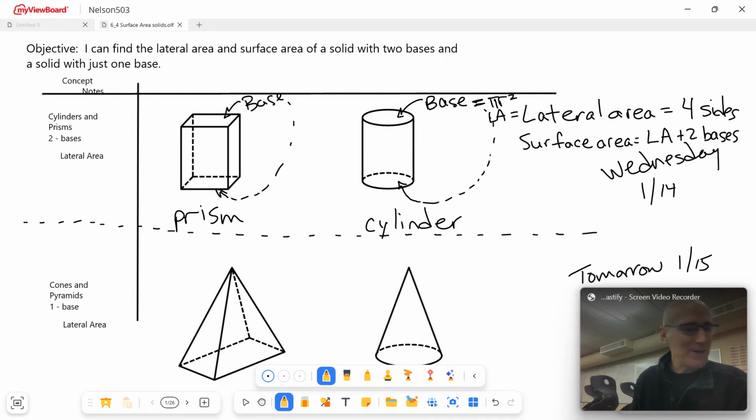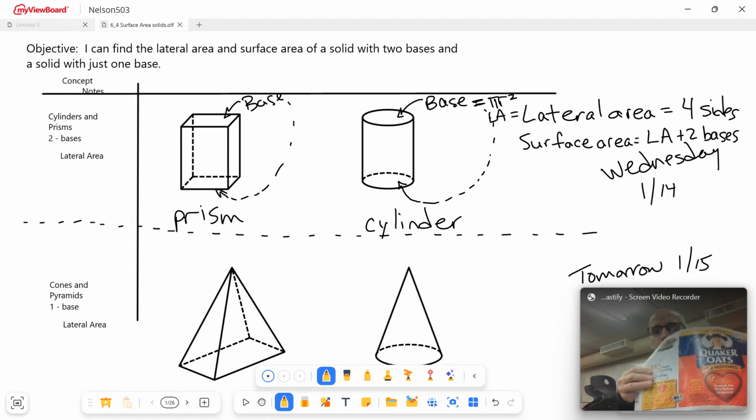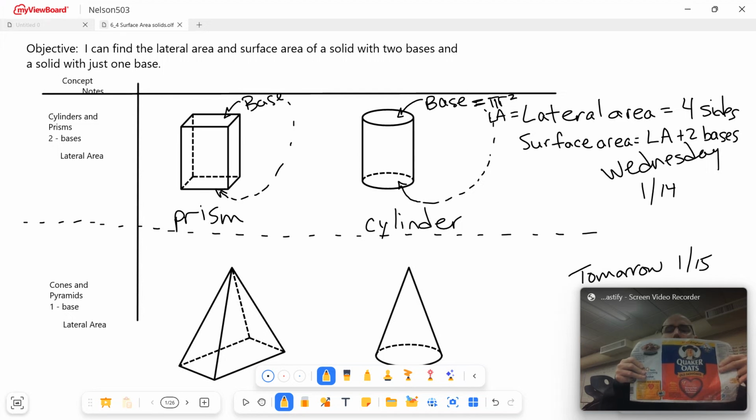I'm kind of getting ahead of myself, excited about this. How about we talk about the cylinder first? So look, if we wanted the lateral area, couldn't I take the box, like I've already done, and cut it down the side, and then I could open it up. And if I open it up as flat as possible, hopefully you can see that shape.